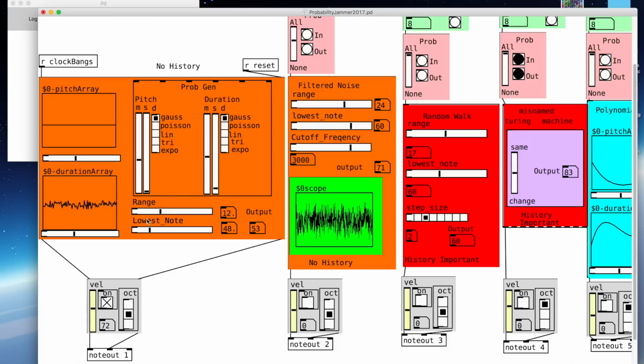Now, we've got two elements. One for the pitch and one for the duration. This is associated with pitch, this is associated with duration. Now, when I move this up here, I'm changing the pitch. So we can see that the height of this is associated with pitch. The height of this is associated with duration.